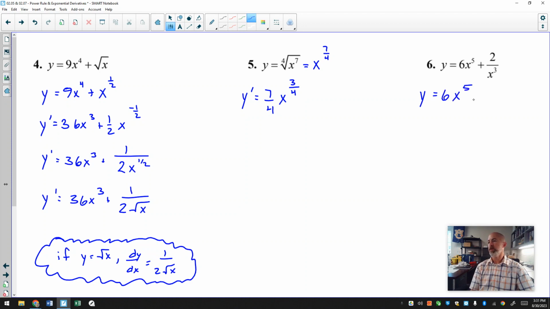The 2 over x cubed we will change by bringing that x back up to the numerator and making that x to the negative 3. Now both of those are ready to differentiate. So my derivatives swap to Leibniz this time after doing Lagrange for a while. So 6 times 5 is 30. x to the 5 minus 1, which would be to the fourth. Negative 3 times 2 is negative 6. x, negative 3 minus 1 is negative 4.